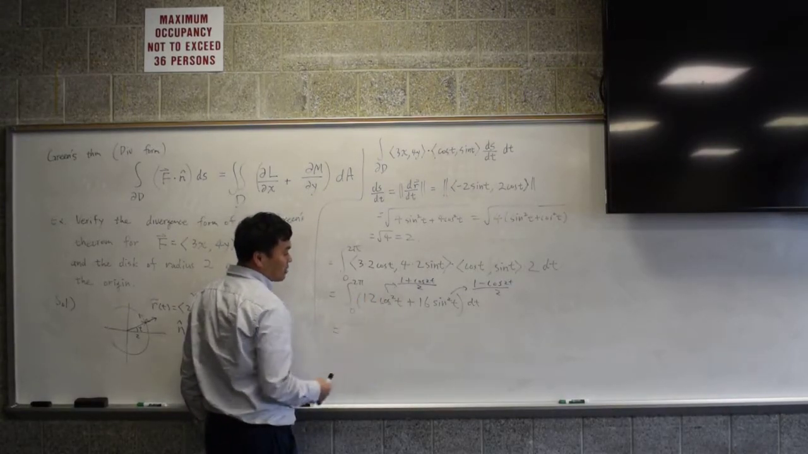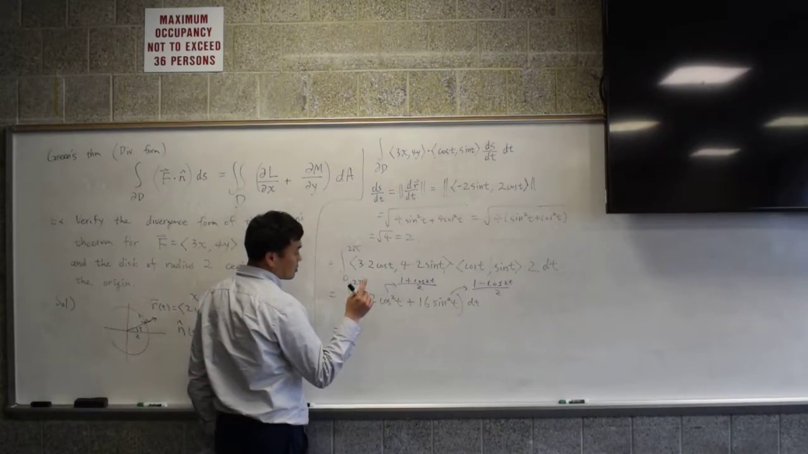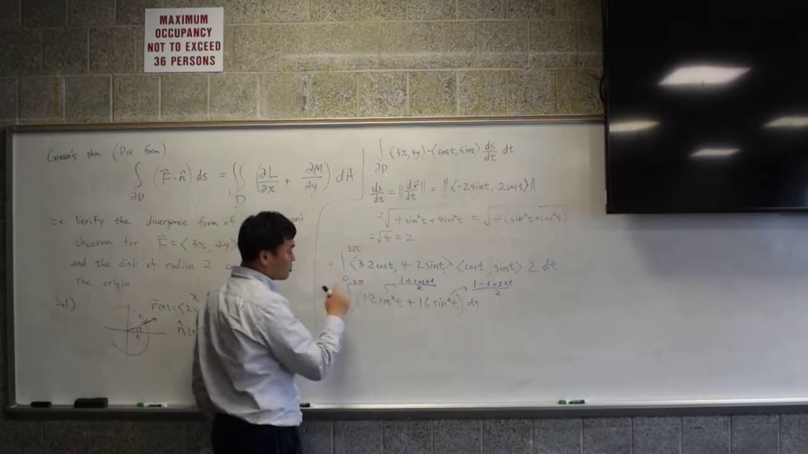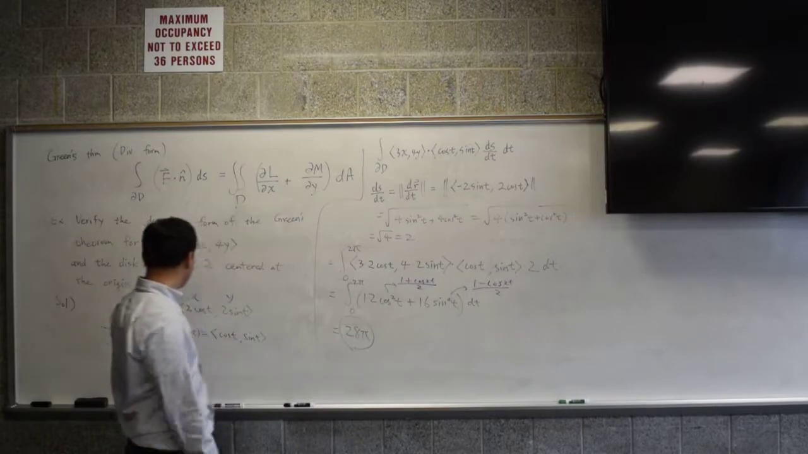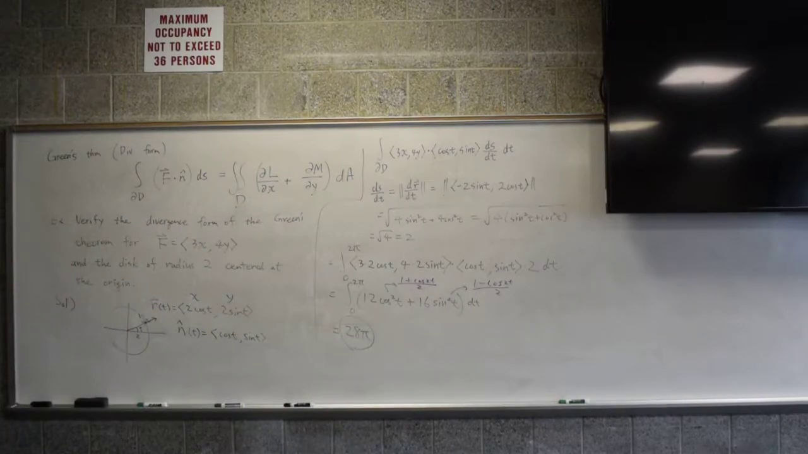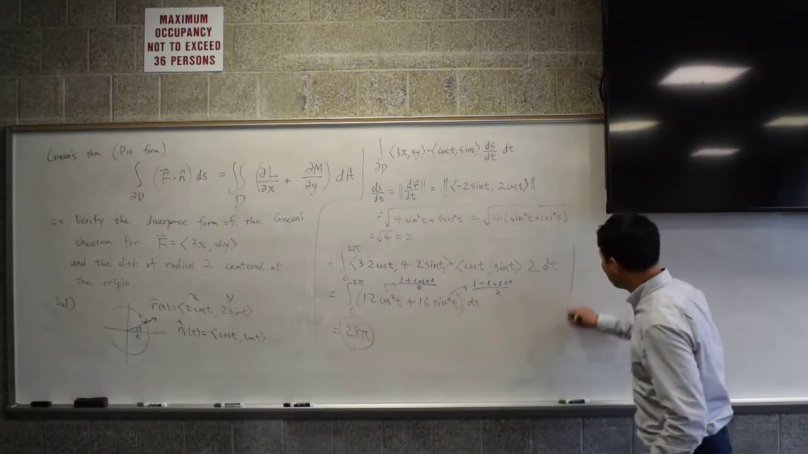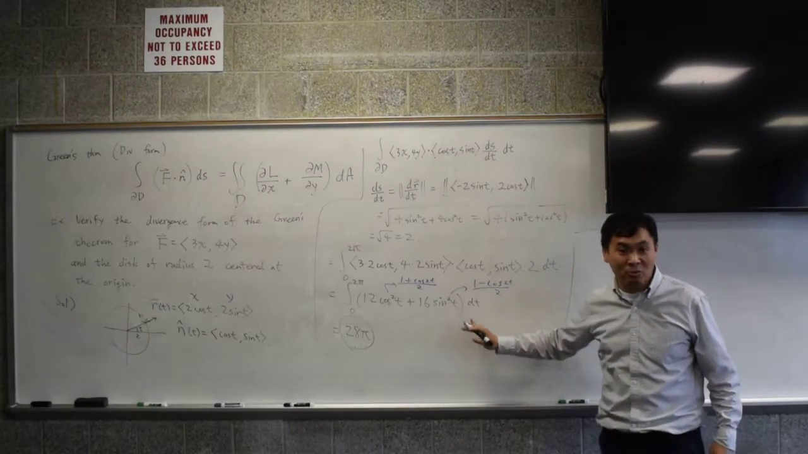If you do it, at the end of the day, you're going to get 6 plus 8 times 2 pi. 6 plus 8 is 14. 14 times 2 is 28 pi. Okay? That's what you're going to get. 28 pi. All right. Sorry I had to skip that step, but it's not so hard, so you should be able to do it.